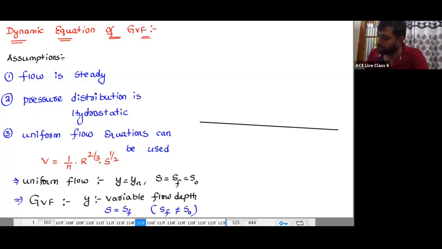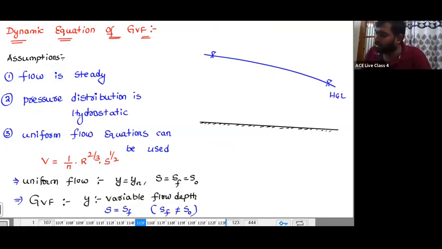This is a channel bed. Let's take the water surface. This is a GVF, right? When it is a GVF, the water level may be rising or falling. But let me take the water level as falling like this, for the analysis purpose. So this is the water surface. I am taking the falling water level. This is nothing but the hydraulic gradient line, and this is nothing but the bed.